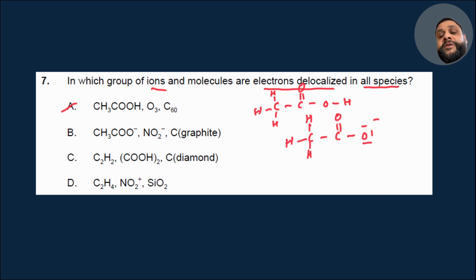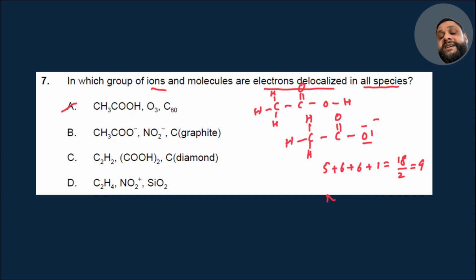So there are more than one possible position for the double bond. So ethanoate ions, yes, electrons, they are delocalized. But let's look at NO2-. So nitrogen has 5 electrons, each oxygen has 6 plus 6 plus 1 extra, so I will have 6, 12, 17, 18 divided by 2, so we'll have 9 pairs.